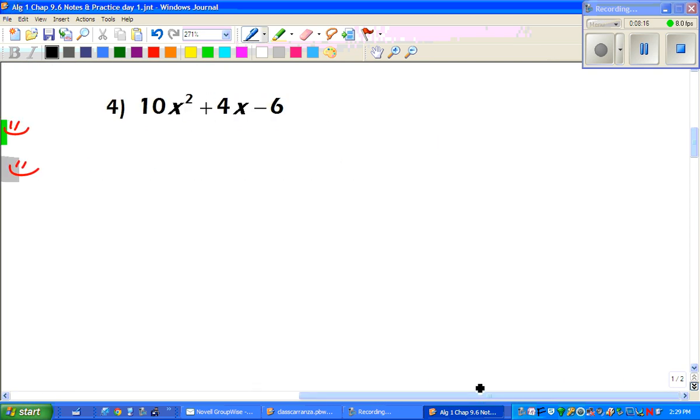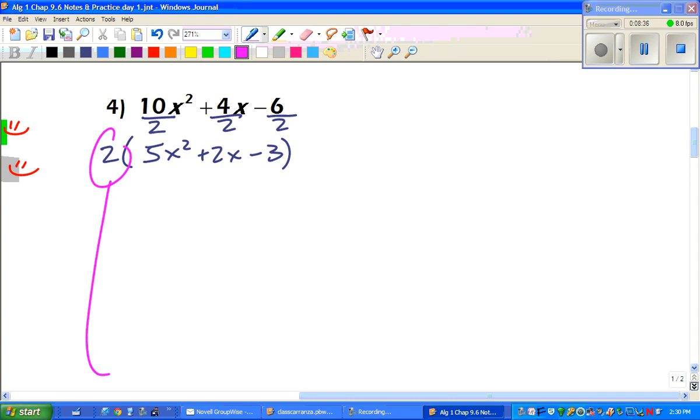Alright, let's do another one. Now for number 4, can we take out a GCF? And in this one we can. We can take out the number 2. So we rewrite it. We got 5x squared plus 2x minus 3. Now, so I don't forget it, I'm going to take that 2 and bring it all the way down, so it's in my final answer.